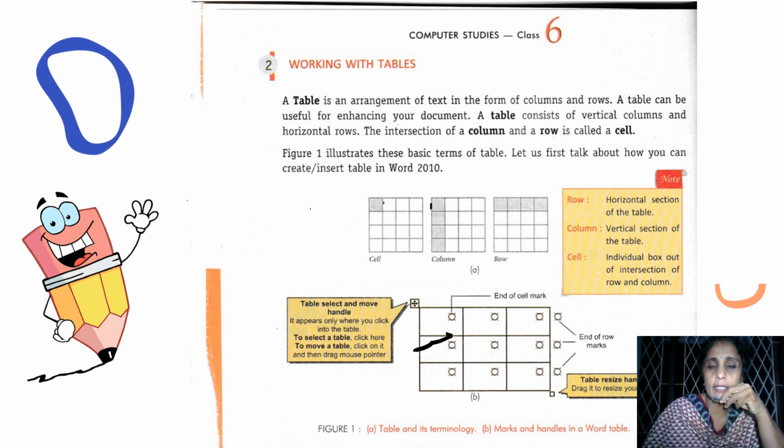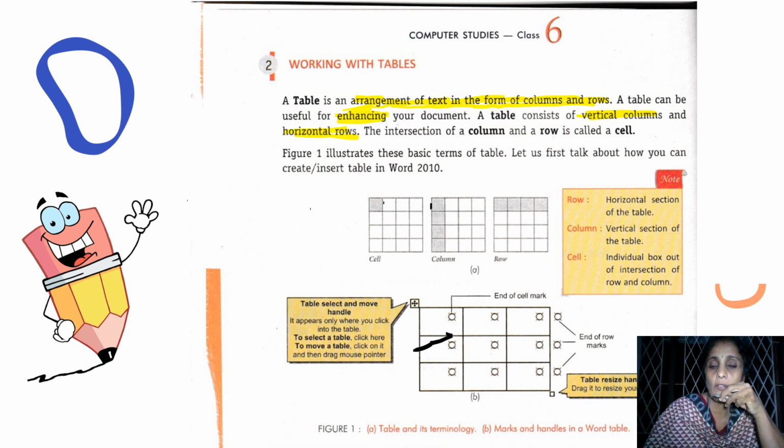A table is an arrangement of text in rows and columns. I told you table is an arrangement of text in rows and columns and it enhances the presentation of the text. It will be easy to read or present the text. And table consists of rows and columns.